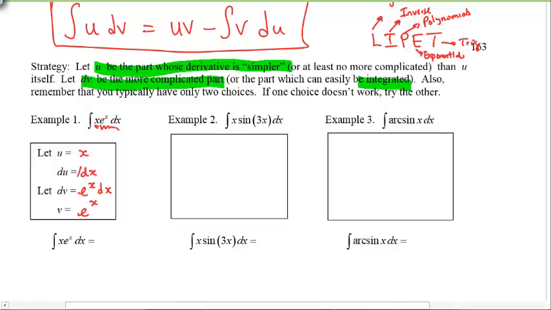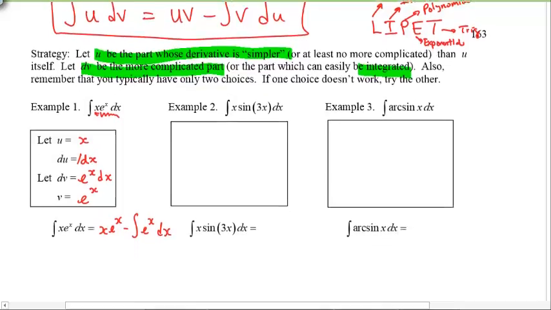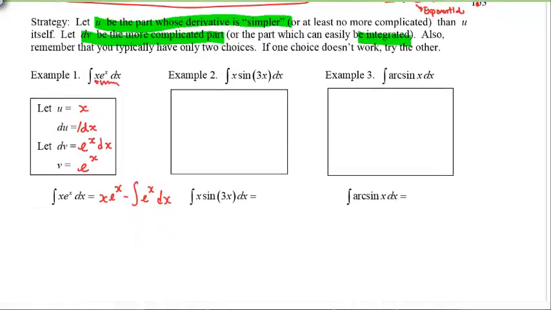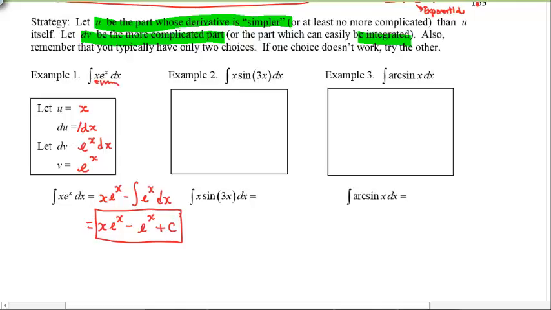Back to our example now. So what's u? u in this case is x. What's v? That's e to the x. Minus the integral of v, which is e to the x, times du, which is just 1 dx, or just say dx. Yes, you're still left with another integral, but this integral is much easier to do. And then we can just go ahead and do that. The integral of e to the x, of course, is just e to the x. And don't forget, because this is an indefinite integral, plus c. And that's it. Ta-da!